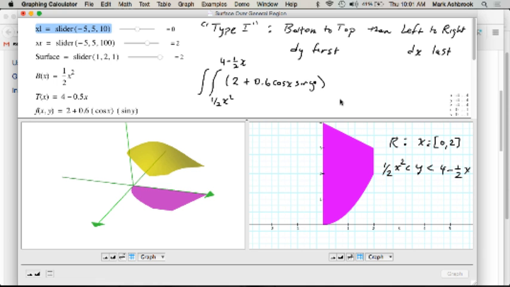I hope this doesn't get too ugly. I don't think it will. Shouldn't be too bad. Yeah, it's going to. But we can do what we can. Just don't freak out. Okay, and then that's which integral? dy. So that's our inside. The inside integral comes first. That's bottom to top, right? 1 half x squared up to 4 minus 1 half x, and then 0 to 2.